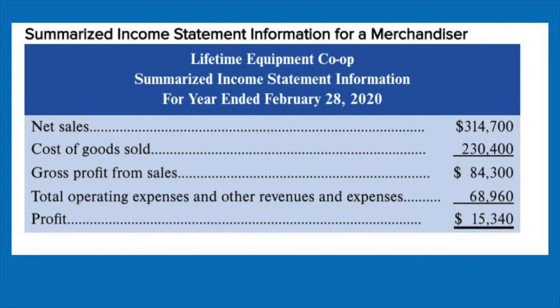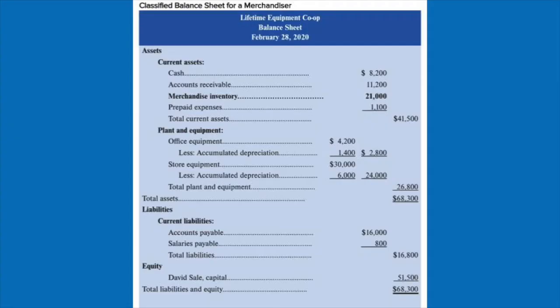This will show up on the balance sheet. Okay, that was the income statement. On the balance sheet, you'll see that this is a classified balance sheet. We have current assets indicated. If you look at the assets there, merchandise inventory is part of current assets. And you'll see that at the end of the period, February 28th, there was $21,000 in.